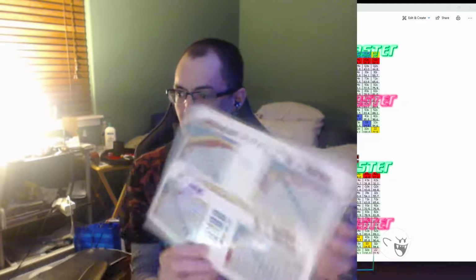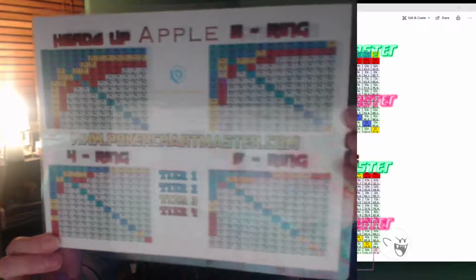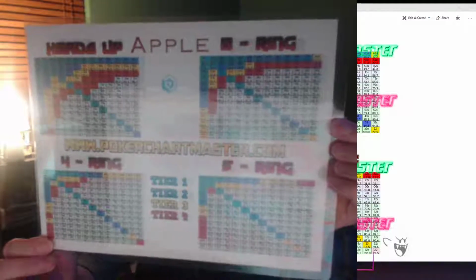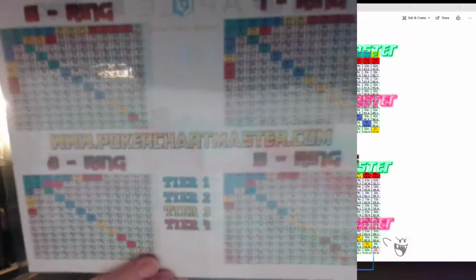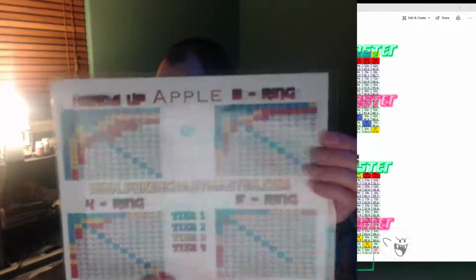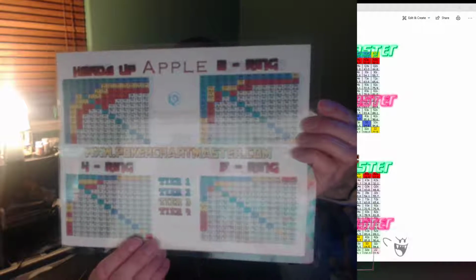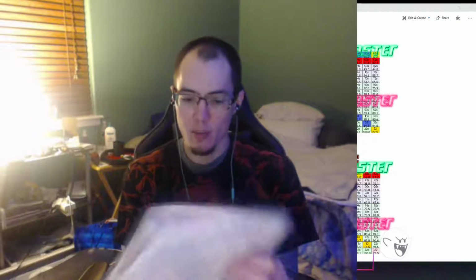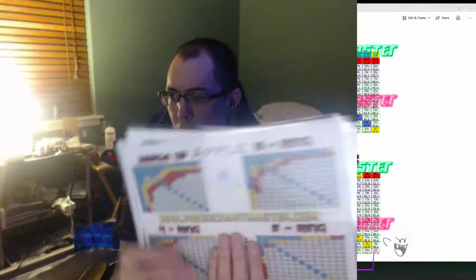So this is the Apple Poker Chart, a Poker Chart Master. This is what you will be getting your 25% discount on, but there are 14 different versions, themes to it. I like each one, each one looks really good. So that's what that looks like, but I'll show everybody that real quick.